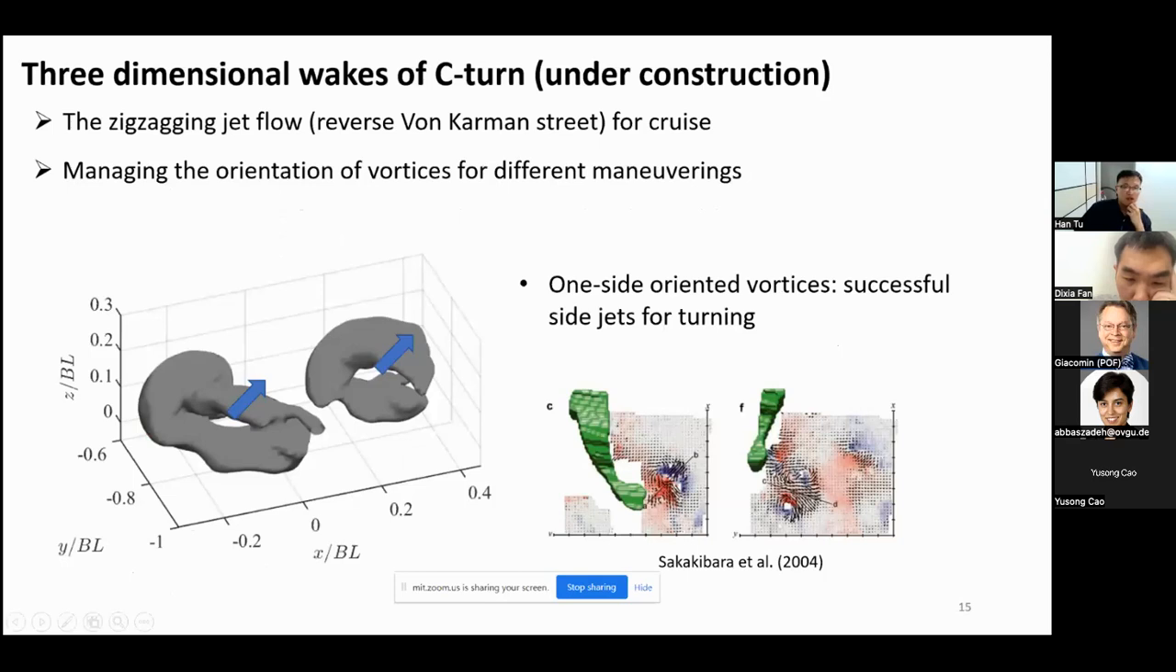Now we also collected some data of turning maneuvers in the swimming tunnel, but those data are still under processing. The title of this page is the 3D wake of turning, still under construction. But for the preliminary results here, we can see those vortex rings that are one-side oriented, as well as those jets, which is very similar to the previous observation done by Sakakibara et al. in 2004. They used a stereo PIV to get these results. So briefly, the fish can manage the orientations of vortices for different maneuvers.